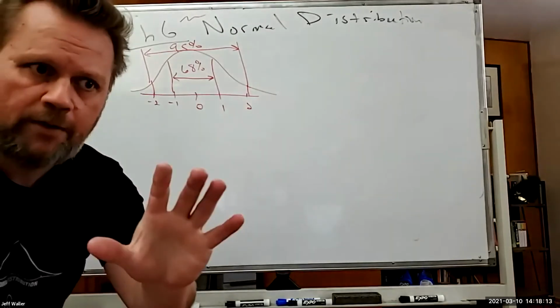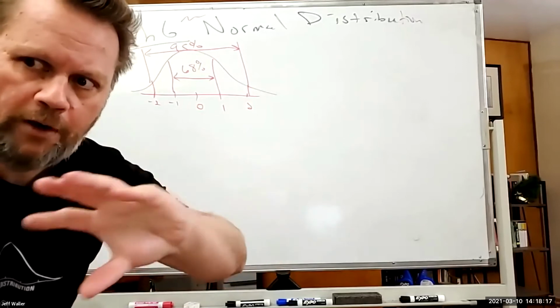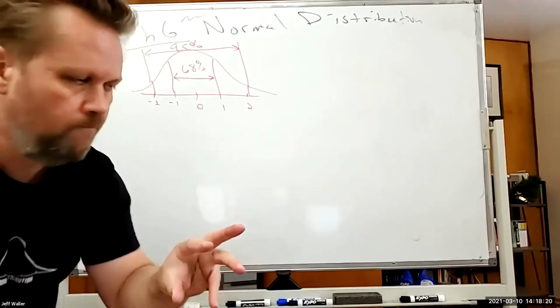So remember, that's how we got the min and max usual value. That's how we figure out where the unusual stuff starts. Okay.